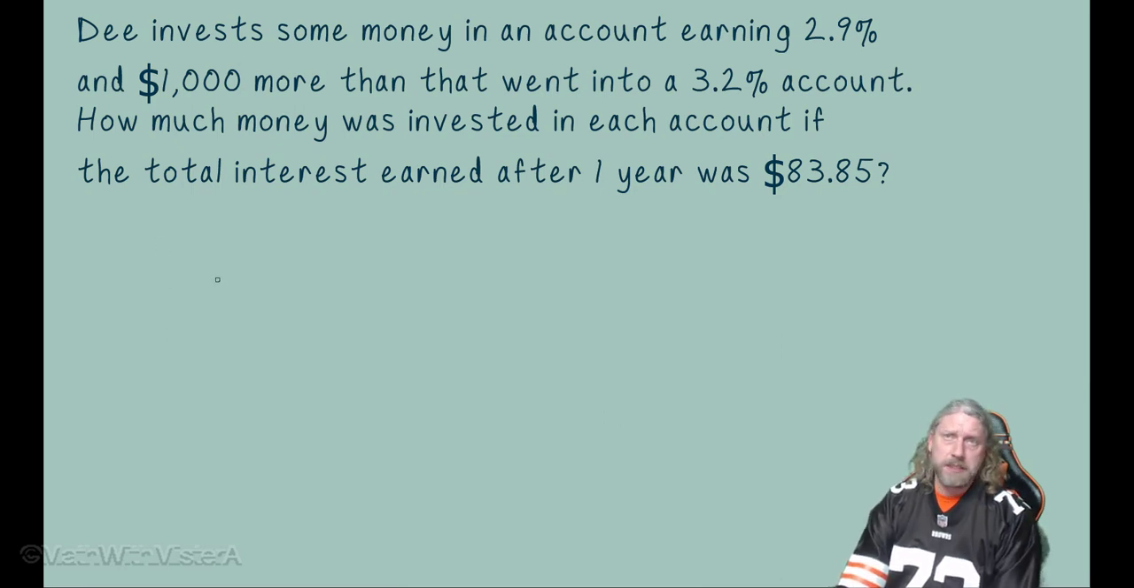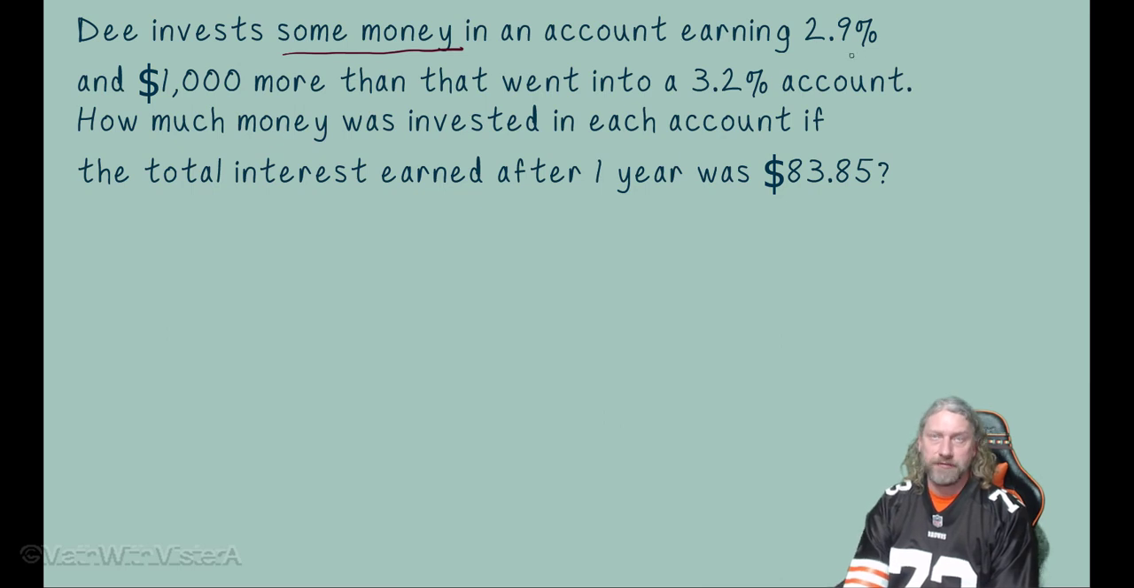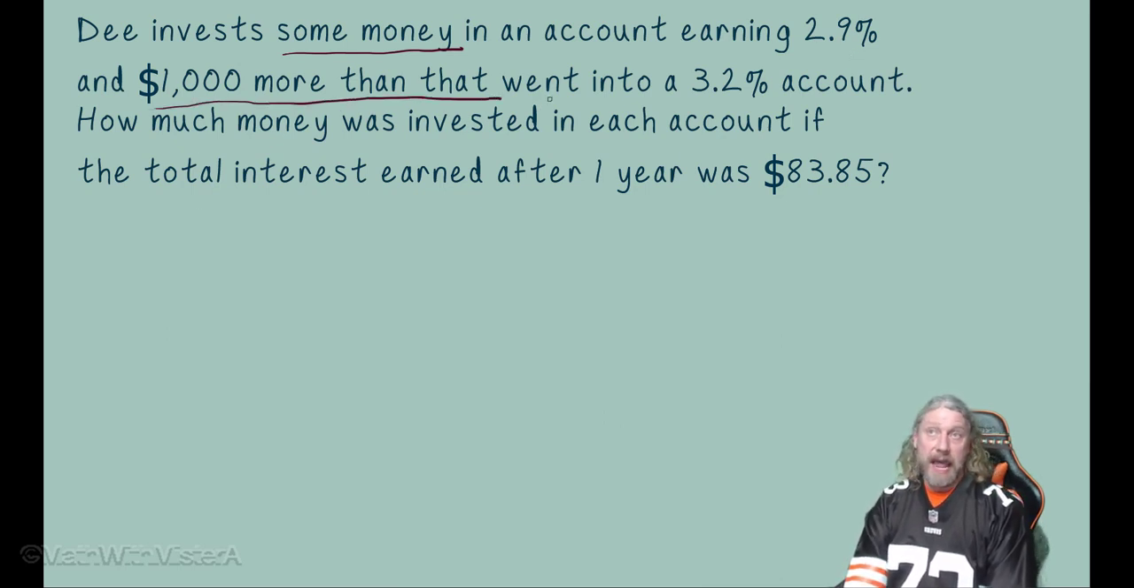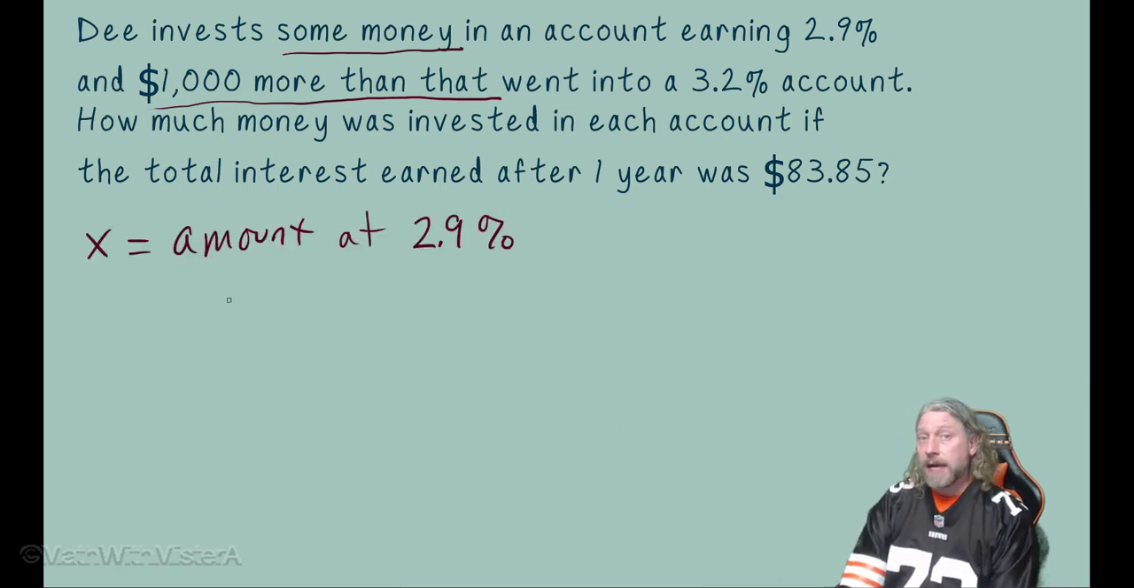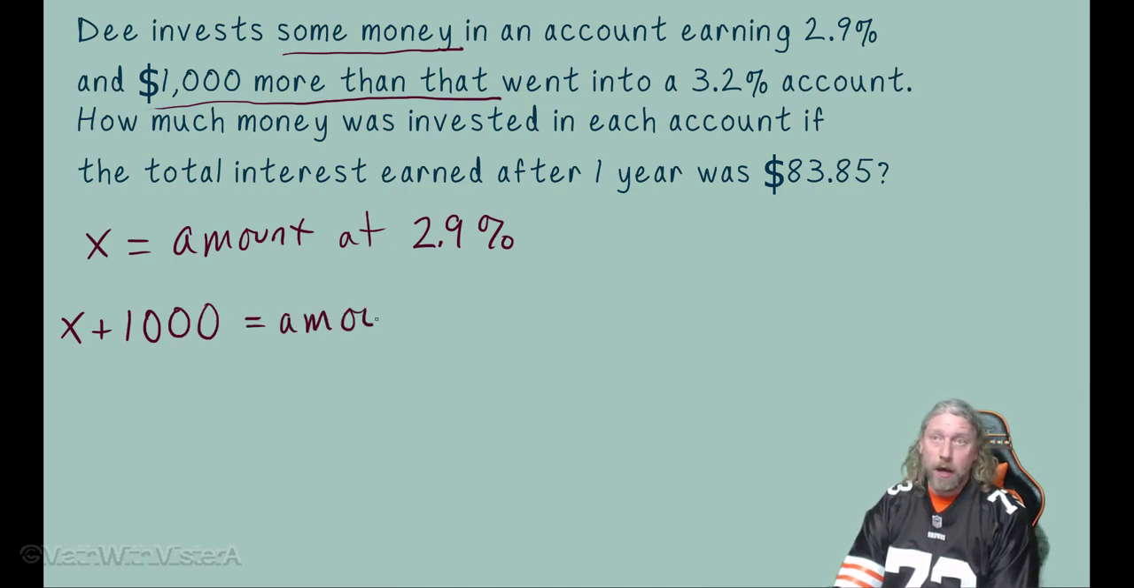And we can do that because in this problem we see that some money goes into the first account and $1,000 more than that went into the second account. So we'll use X to represent the amount going into the 2.9% account. And the other account got $1,000 more than that. So we could use X plus 1,000 to represent the amount that's going into the other account at 3.2%.